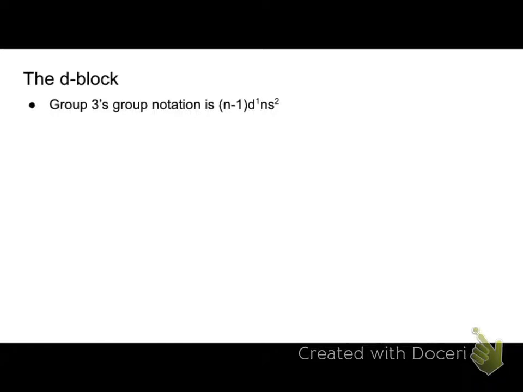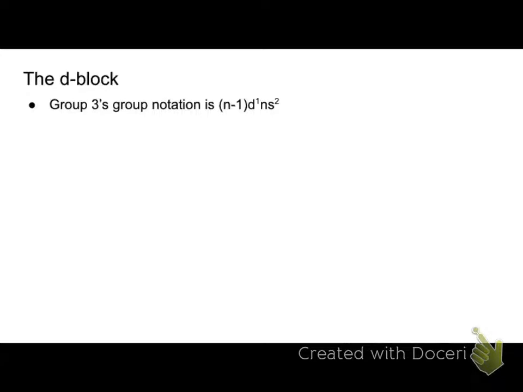So what that means is, let's take scandium, okay? It's in the 4th period, which means n equals 4, right? So 4 minus 1 equals 3. That makes sense because the 3d orbital is right here. So 3d1, 4s2. Because this s orbital is now full.